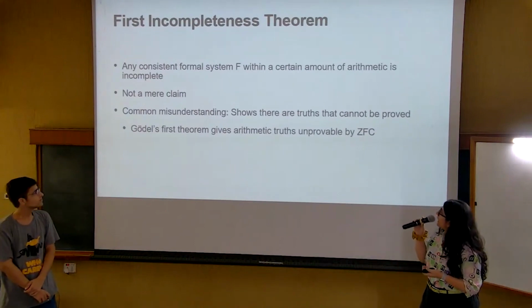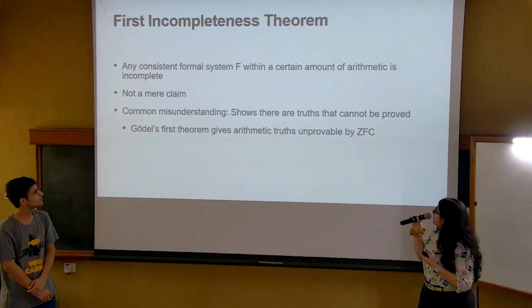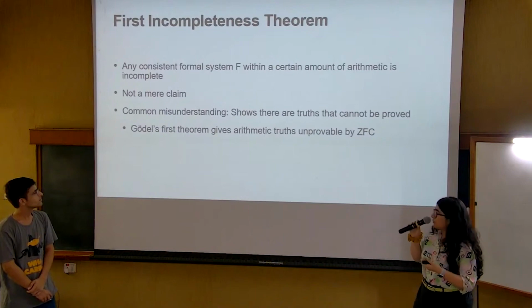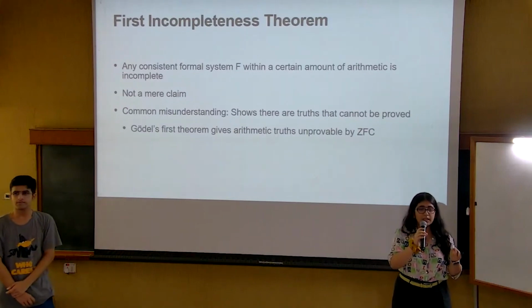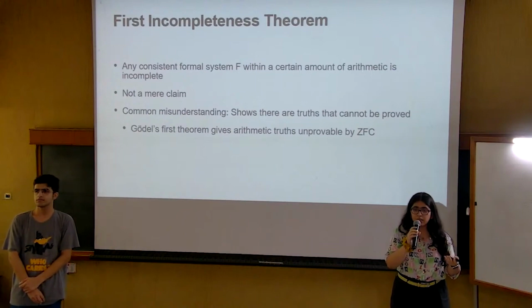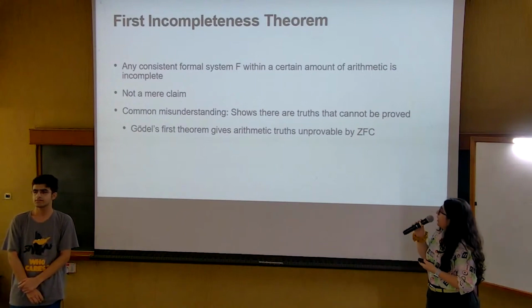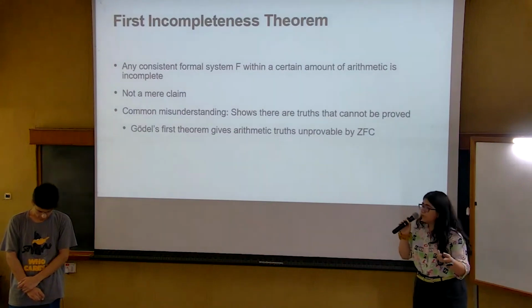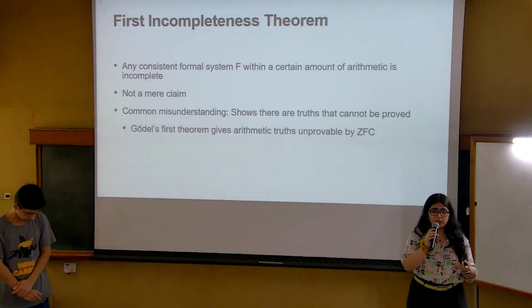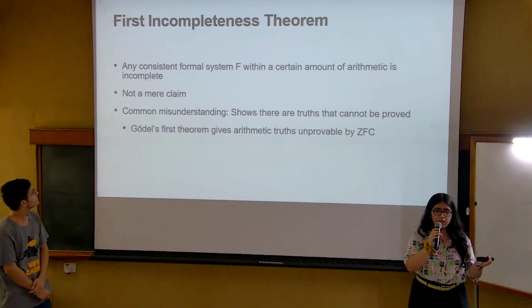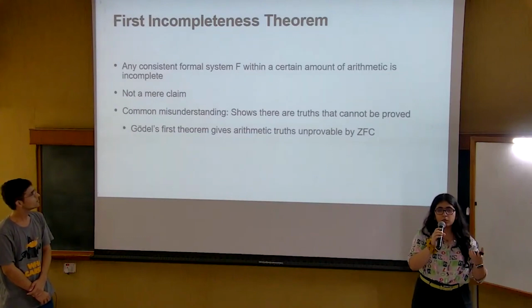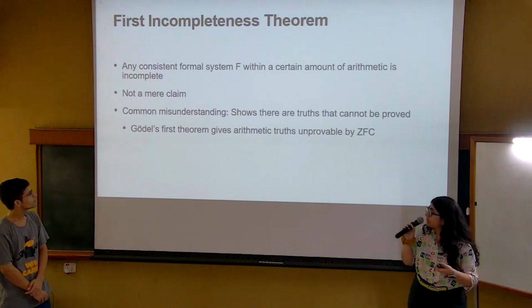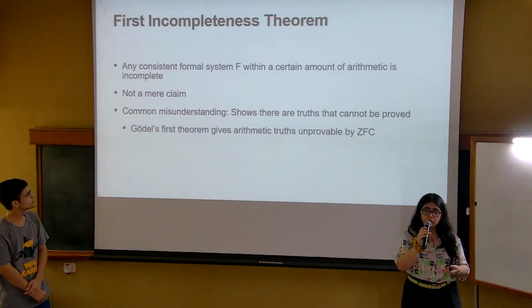Now, there's a common misunderstanding regarding this theorem, that it shows that there are truths that cannot be proved. Gödel's incompleteness theorem does not talk about provability in an absolute sense, but rather references it in a more relative way. As was mentioned in the earlier presentations as well, ZFC, that is the Zermelo-Fraenkel axiom system including the axiom of choice, is one of the most important and most powerful tools in arithmetic, used to prove statements. And here, Gödel's first theorem gives us arithmetic truths that cannot be shown by ZFC.